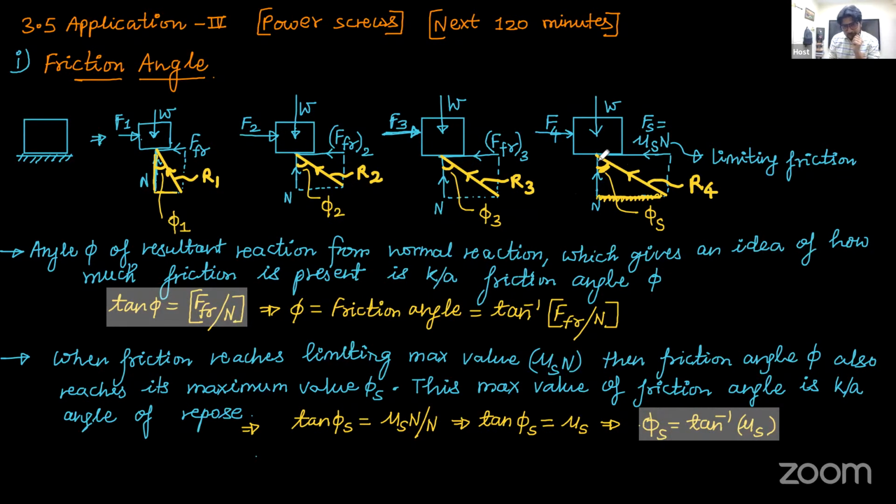In the limiting picture, we can calculate the angle of repose: tan phi s is equal to the maximum value of friction upon normal reaction, and N and N get cancelled. So you are left with only mu s. You get phi s is equal to tan inverse mu s.